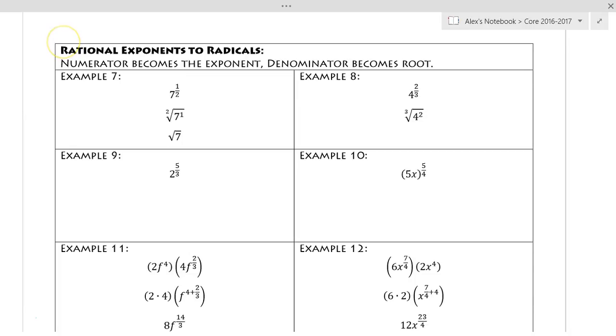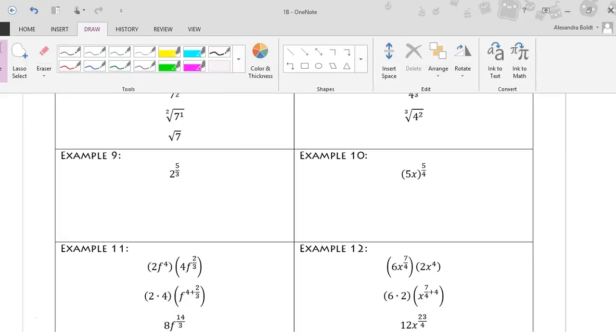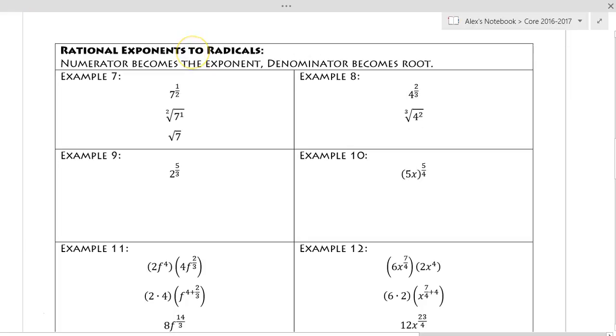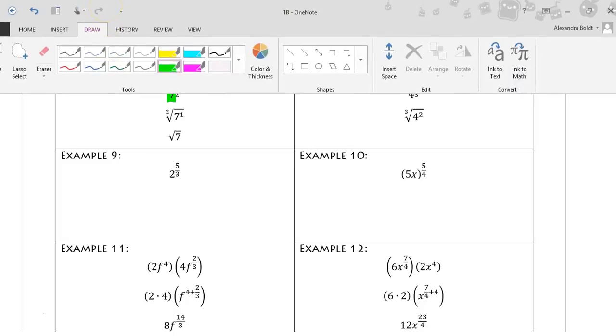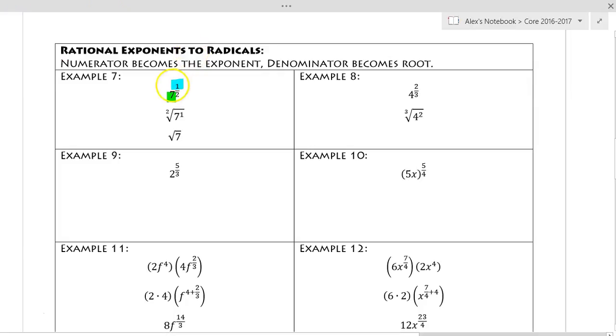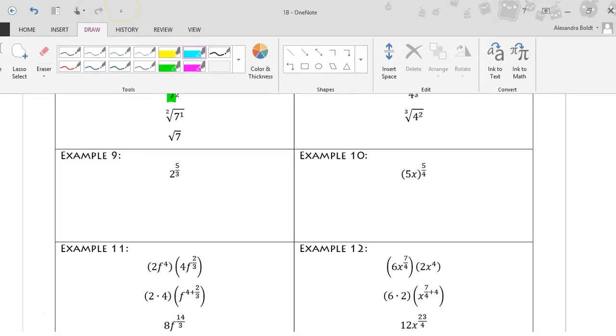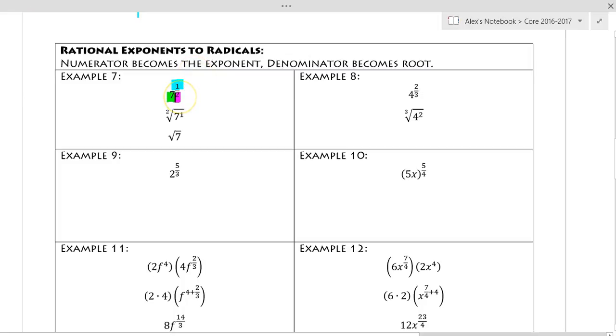Alright, looking at our next section, now we're just going to flip the other way. So we went from radicals to rational exponents, so radicals to exponents. And now we're going to go from exponents to radicals. So it's the same thing, you're just flipping the process. Alright, so let's take a look. Here, my base is 7. The numerator is 1 in my exponent, and the denominator of my exponent is 2.